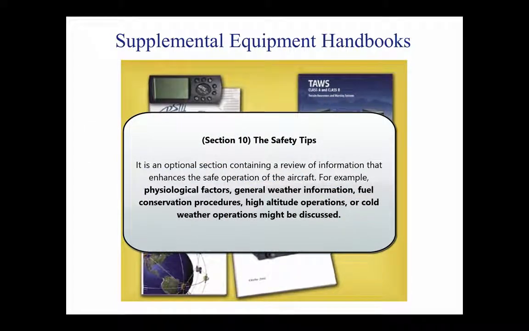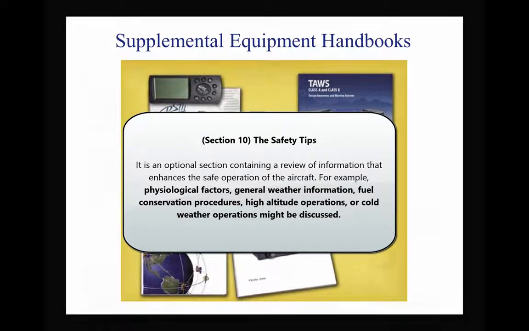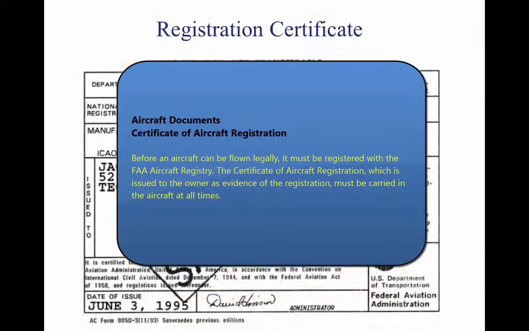Section 10, the Safety Tips section, is an optional section containing a review of information that enhances the safe operation of the aircraft. For example, physiological factors, general weather information, fuel conservation procedures, high-altitude operations, or cold weather operations might be discussed. Aircraft documents. Certificate of Aircraft Registration.